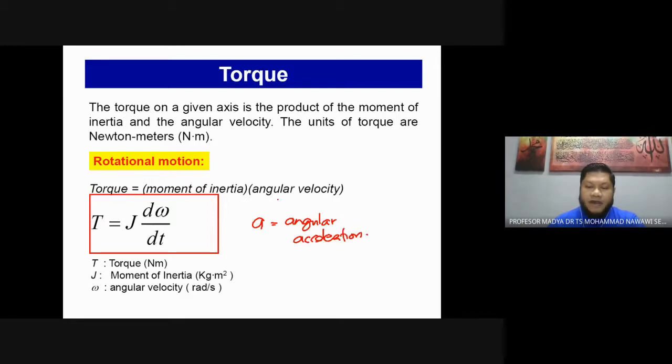Okay, so we have torque in Newton meter, and then we have the moment of inertia in kilogram multiplied by meter squared, and then we have omega, which is the angular velocity. It's always in the unit of radian per second. Okay, so this is the first equation.